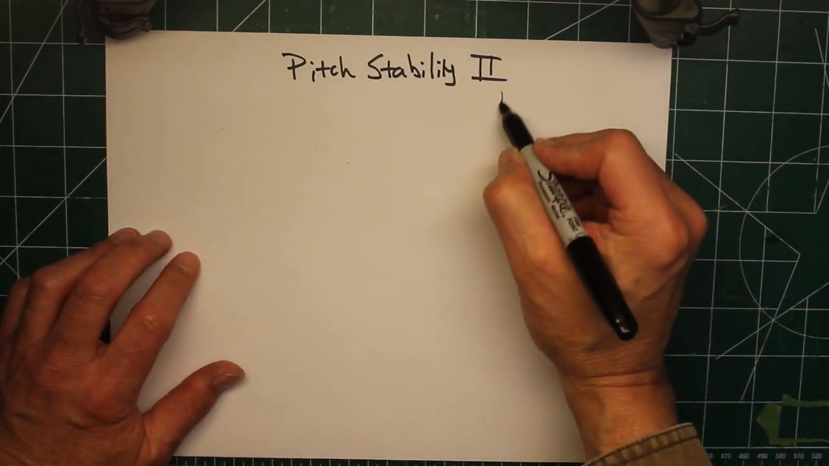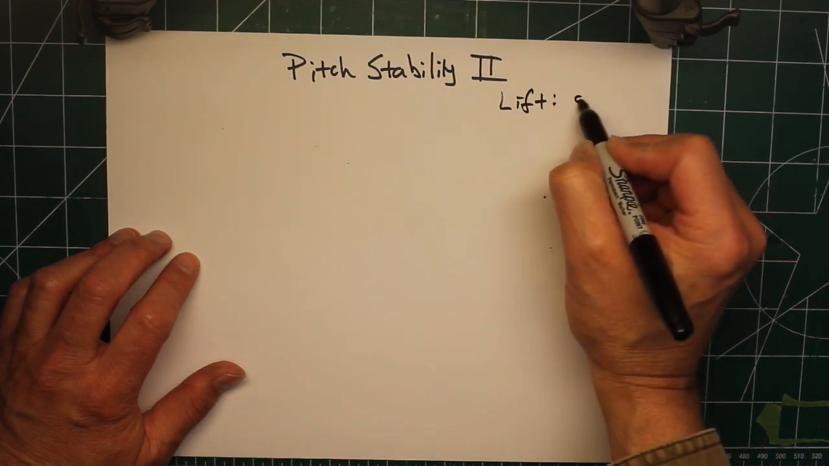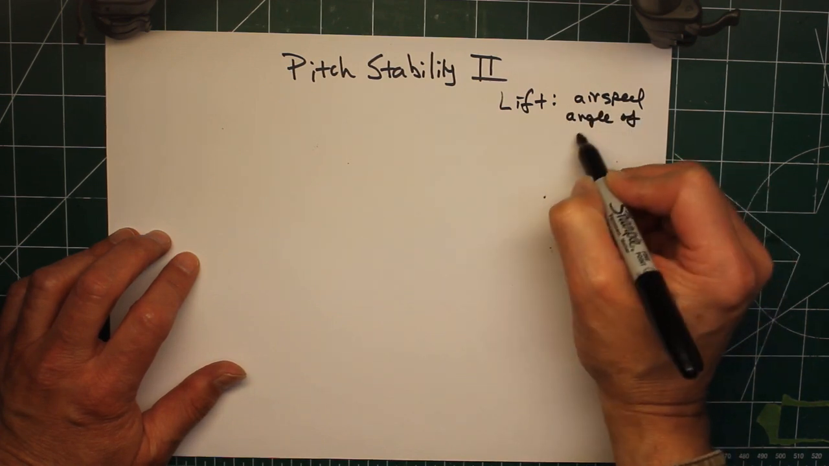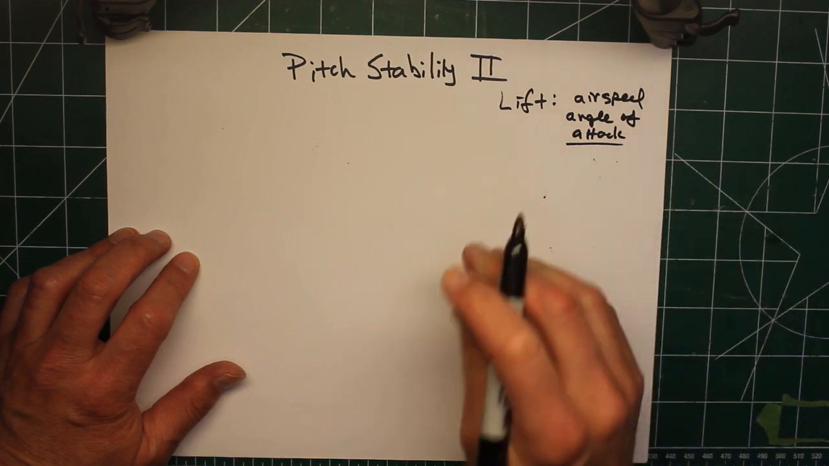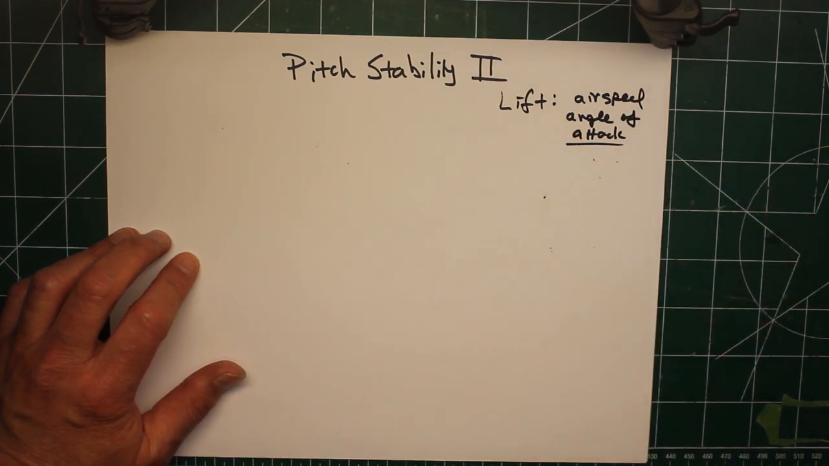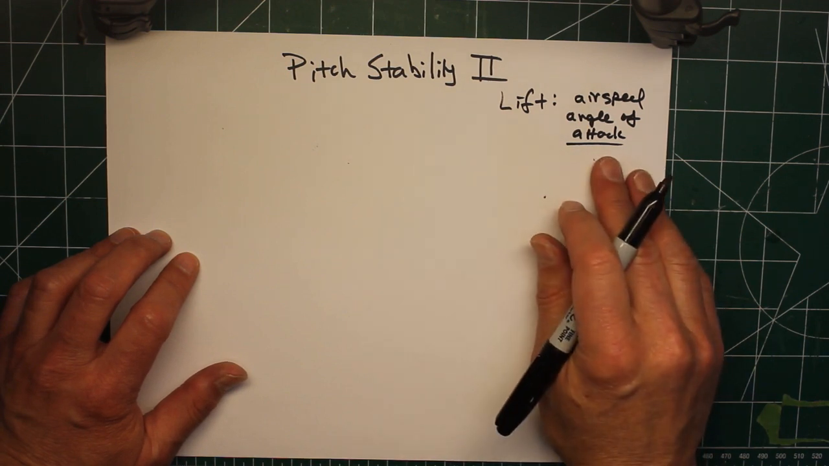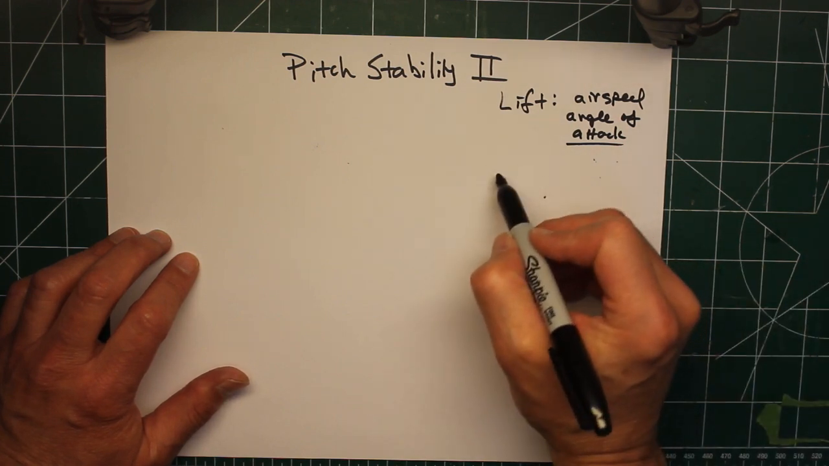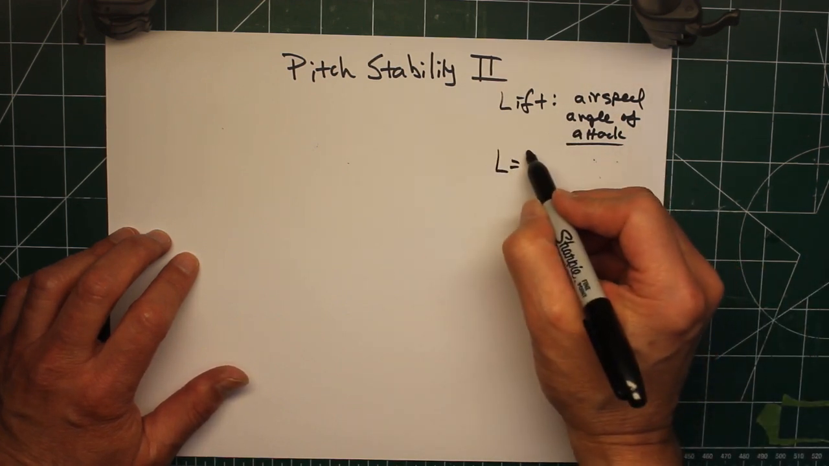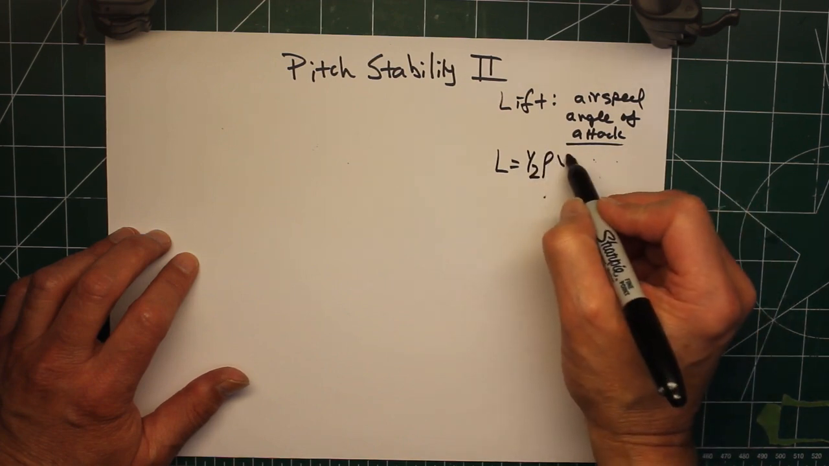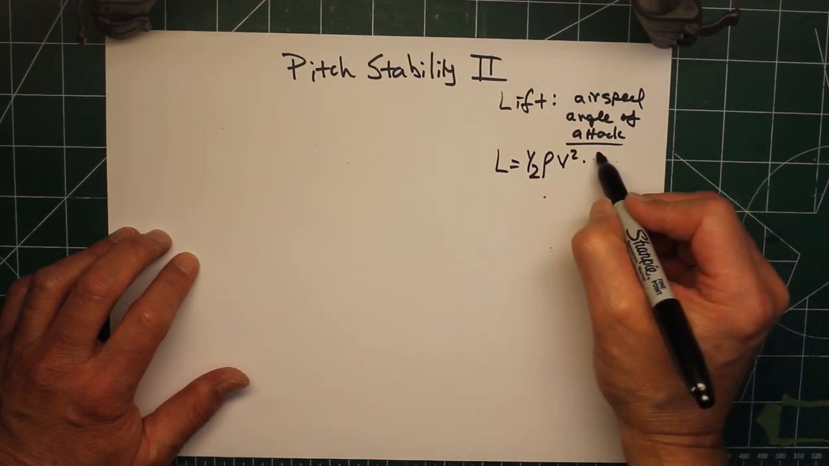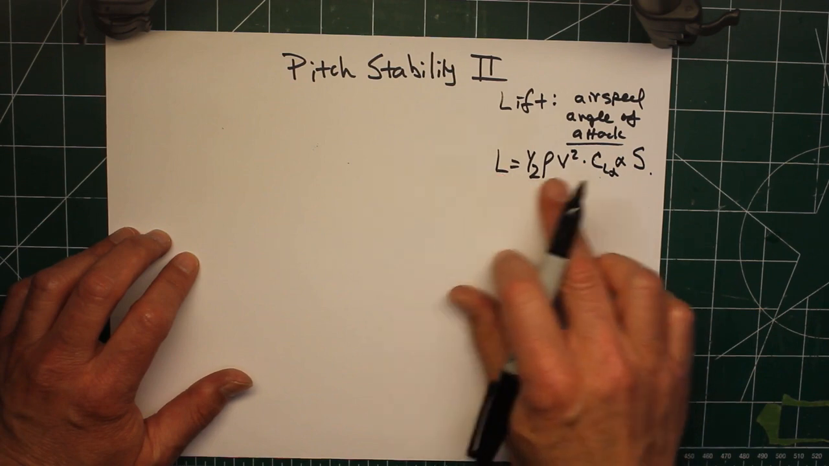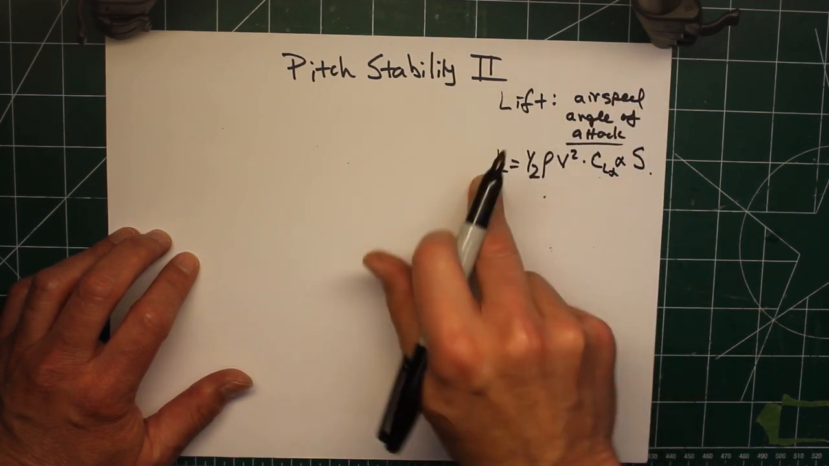We mentioned before that lift needs airspeed and angle of attack. So there is an equation for lift that contains all of these ideas in it. It looks complicated, but it's not very. The lift is equal to 1/2 times the density of the air times the square of the airspeed times something called CL alpha times the size of the wing. So here's the airspeed part. If you double the speed, you get 4 times the lift.